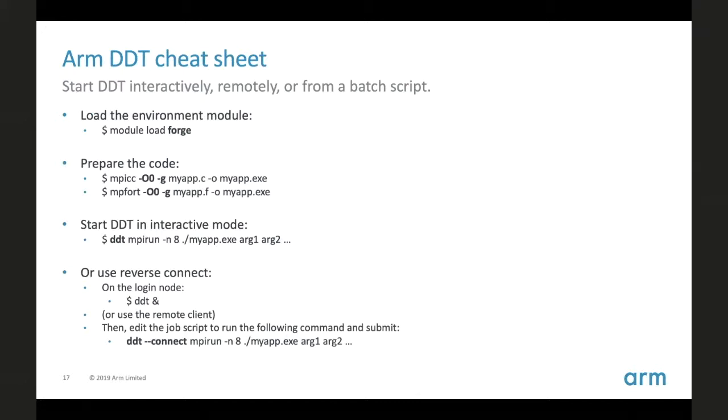Then you can start either in interactive mode by putting the word DDT in front of your execution command, just DDT in front of the regular MPI run, or you can use DDT --connect, which, instead of trying to launch the GUI on the compute node, will pause and wait for the remote client to connect to it. So I'll just demonstrate that right now.